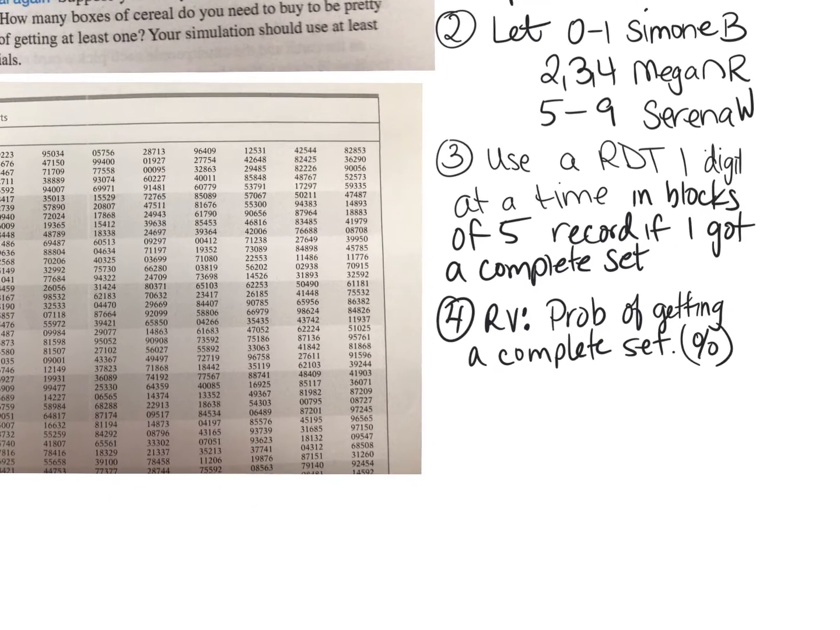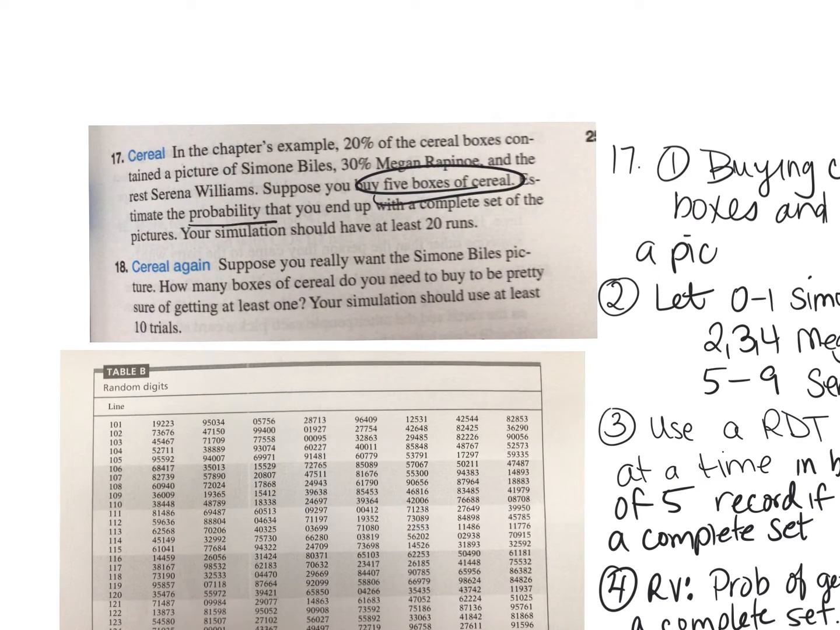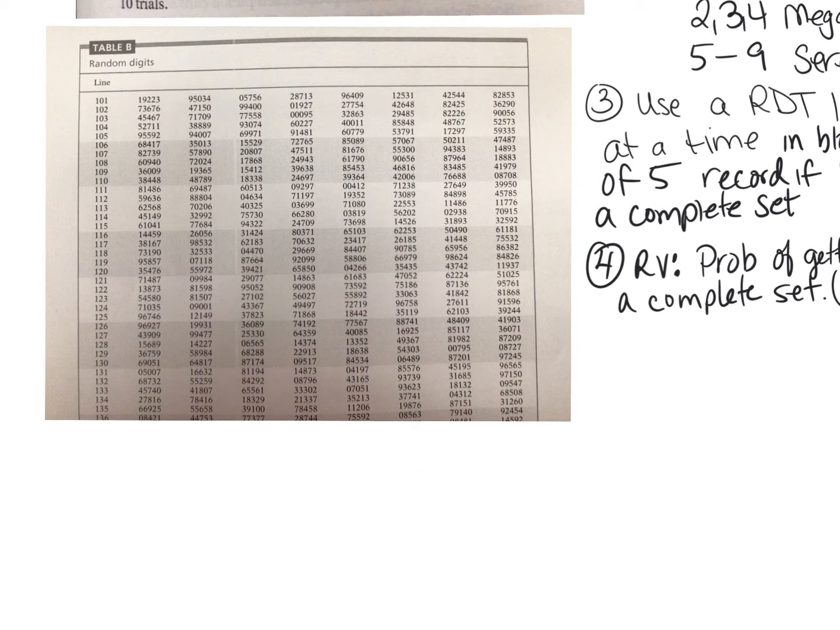Does it say in the problem to find the percent? It says estimate the probability. So when it says probability, that means percent. Yeah, what's the likelihood of getting all of those, right? If it said, like the next one, how many do you need to buy to be pretty sure you're going to at least get one of these? That's an average. Actually, at least one, or to be pretty sure, is like your maximum. So we'll talk about that in a second.